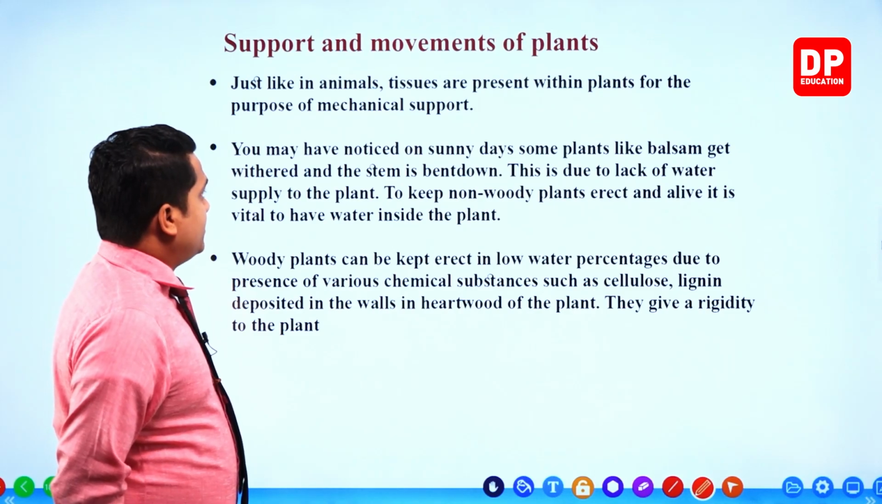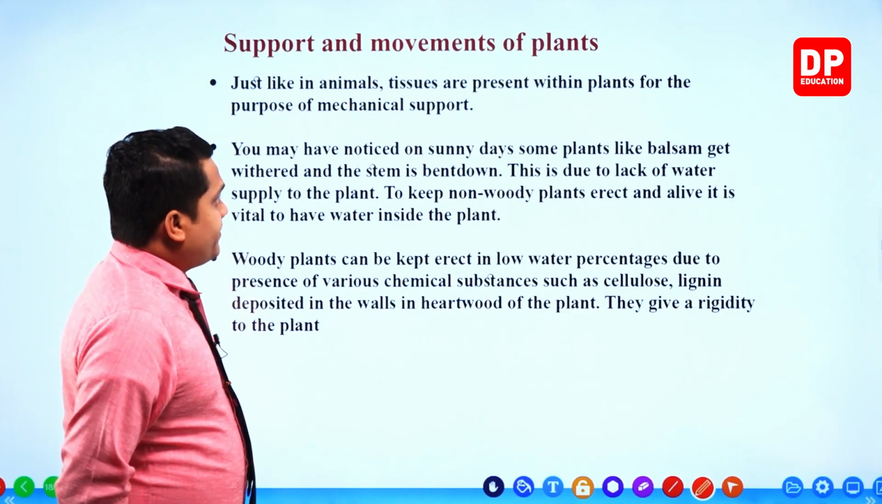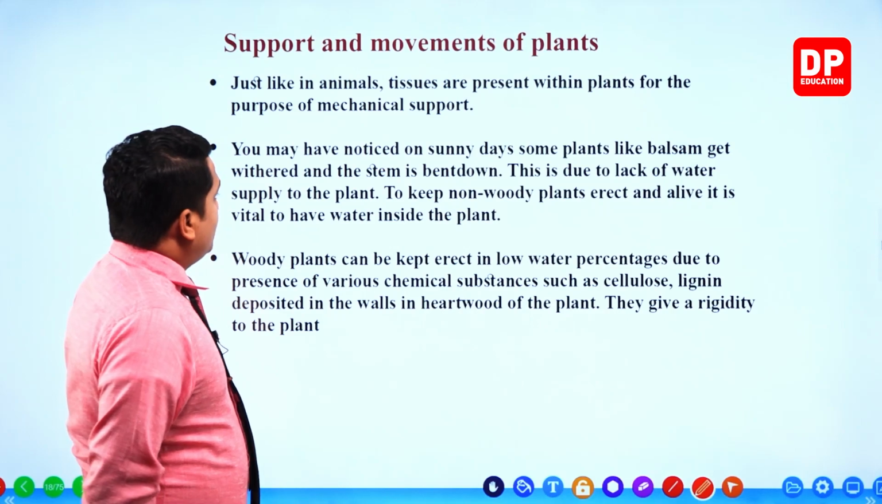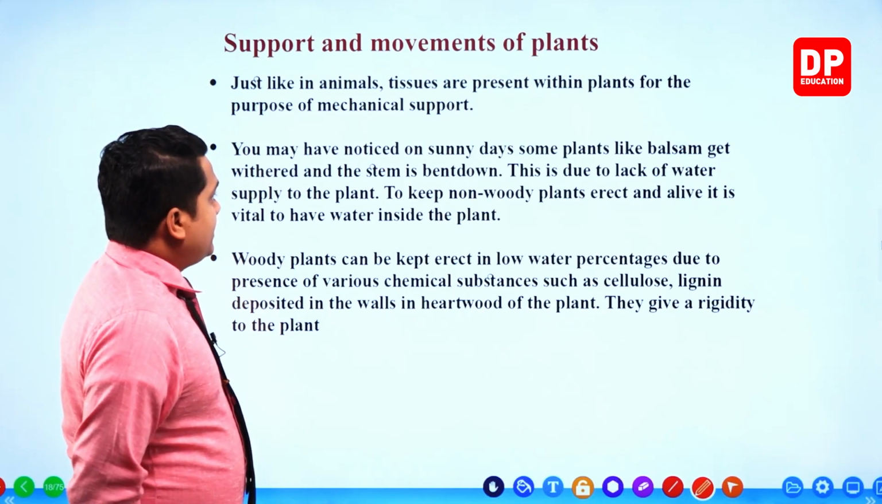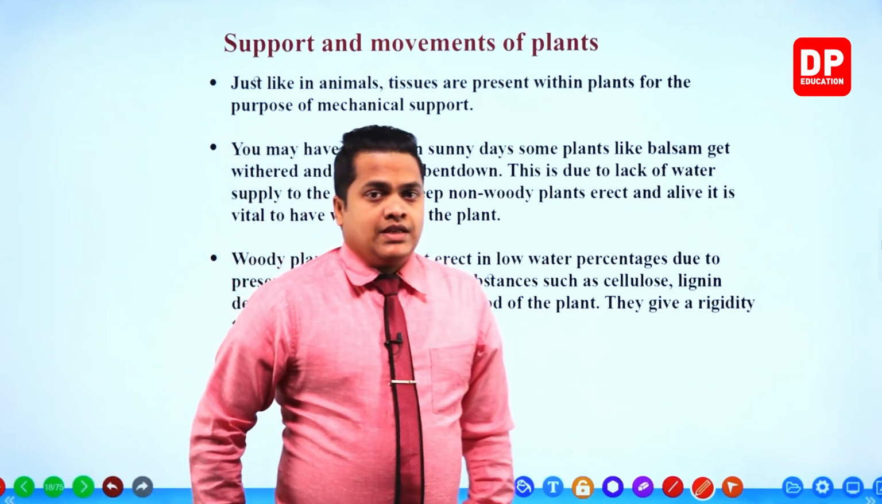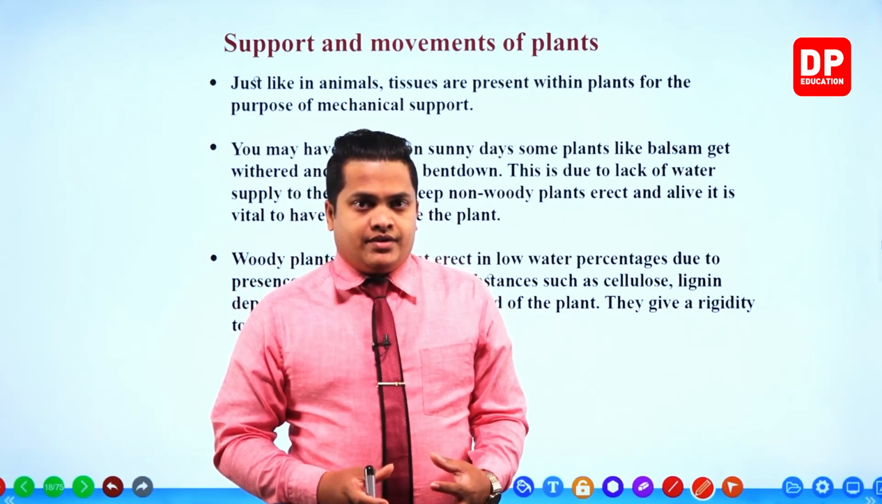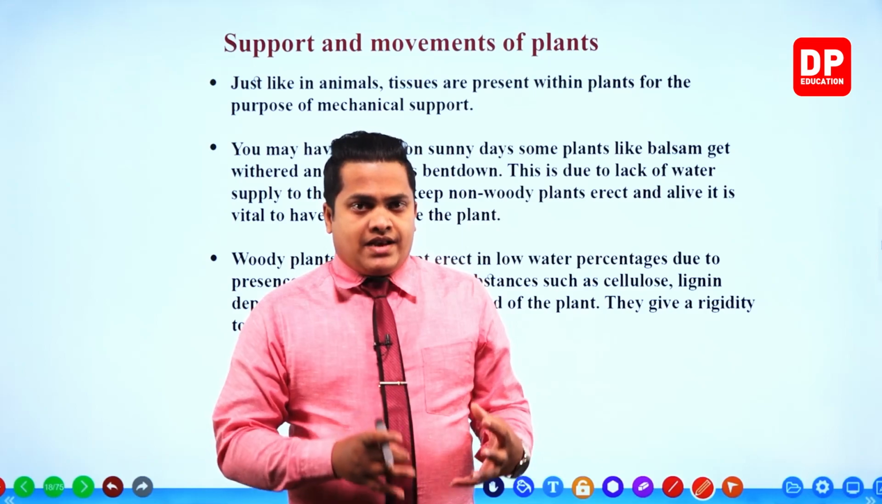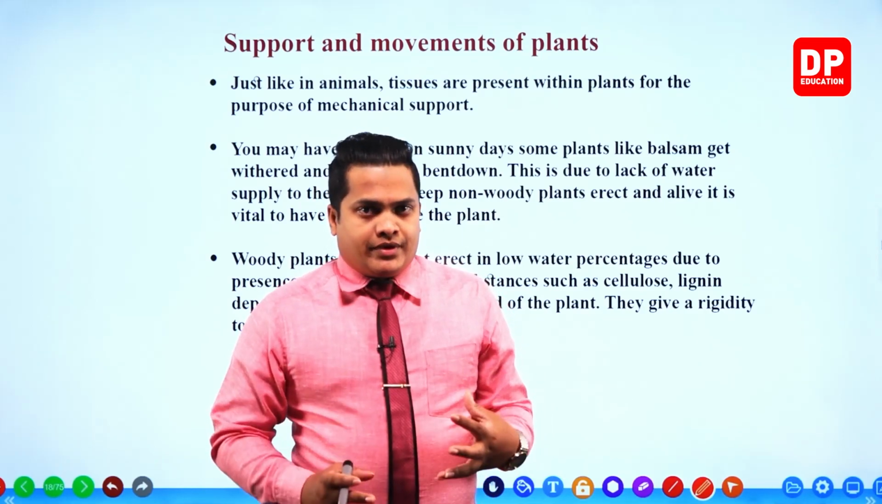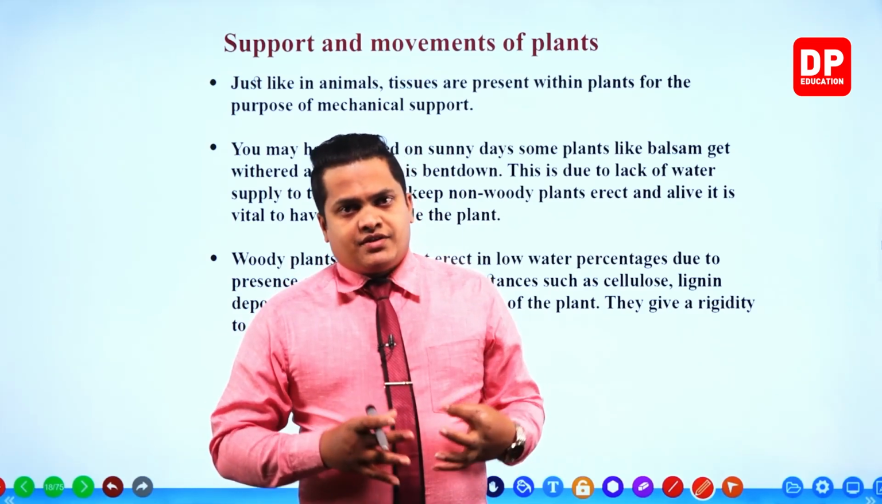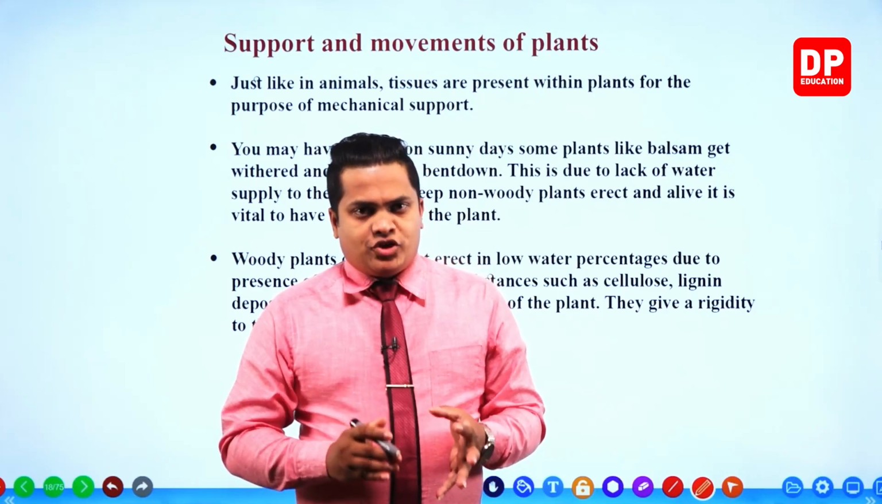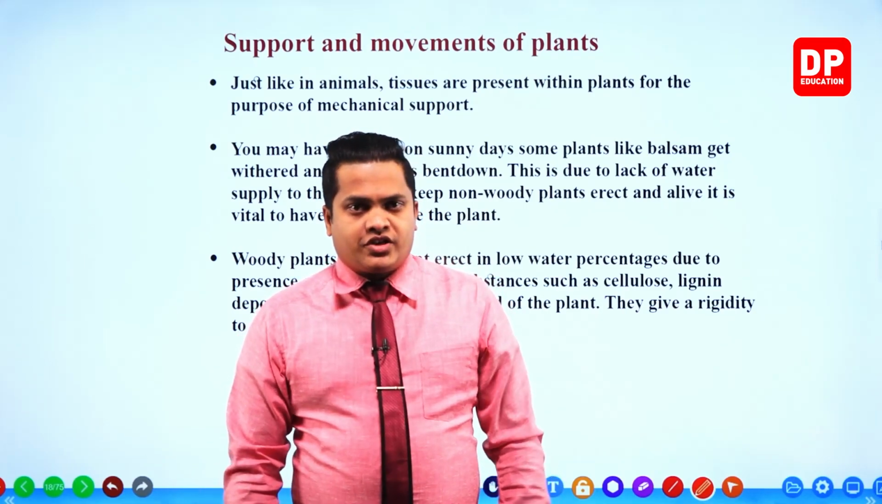Just like in animals, tissues are present within plants for the purpose of mechanical support. So there are several tissues located in a plant, the same as the animals. You know that when you take several cells, a collection of several cells is called a tissue. It is a special structure.